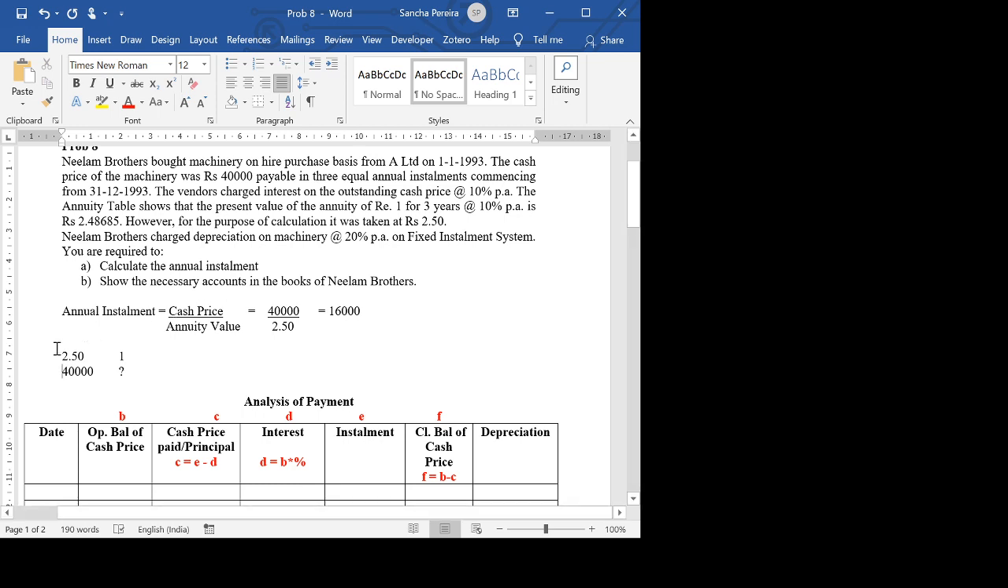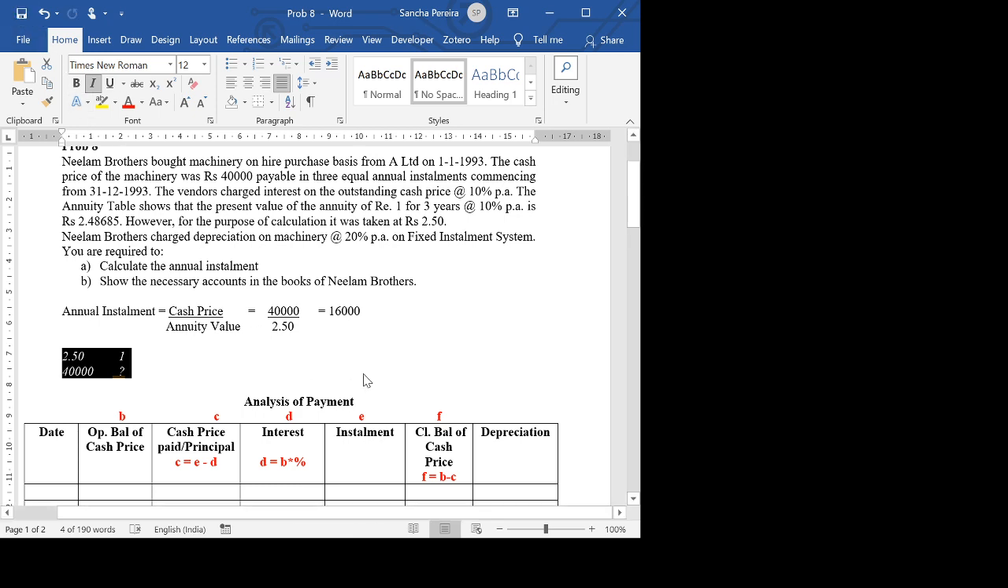Is that clear? This is the logic part of it. If you don't want to know it, it's okay, you learn the formula. Is that clear, everyone?